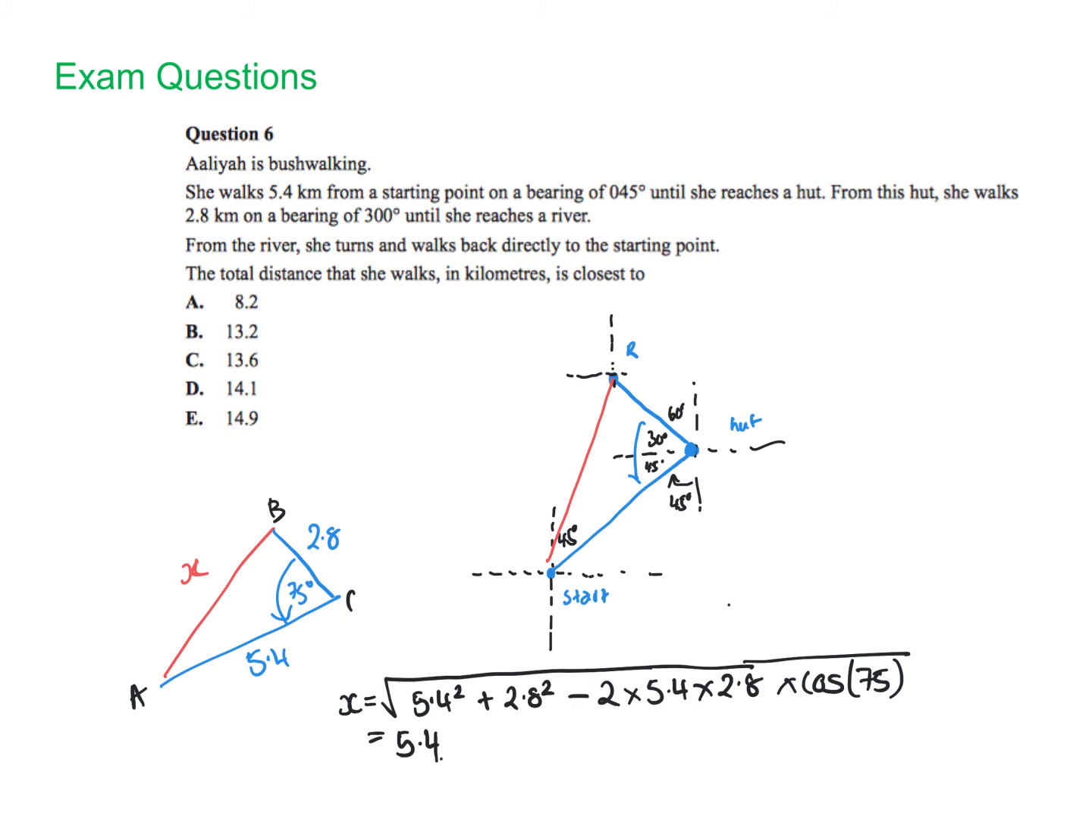Okay, so then if you add all those together, you get 5.4 plus 5.4 plus 2.8, so you get 13.6. So we get that in total if we add them all. So that was 5.4 plus 5.4 plus 2.8.